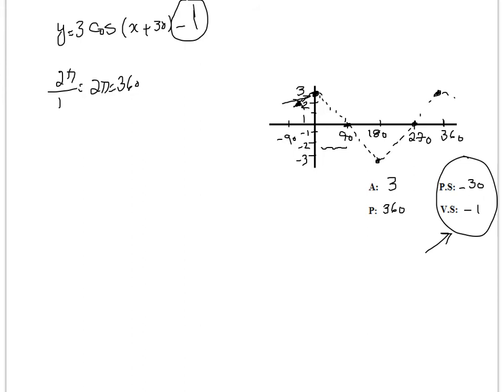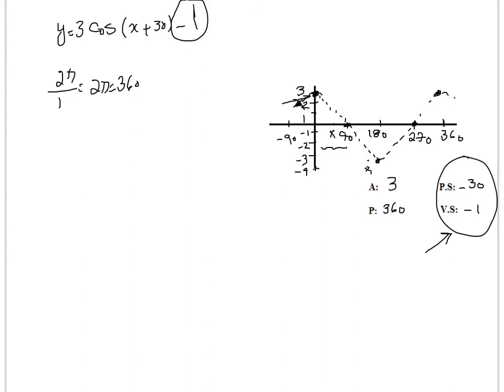The next point is 90 and 0. Again, I go 30 degrees to the left, 1 unit down. So I'm going to get a point like this one. The next point is 180 and -3. I go 30 degrees to the left, 1 unit down, which is going to be -4. So I call this one -4.